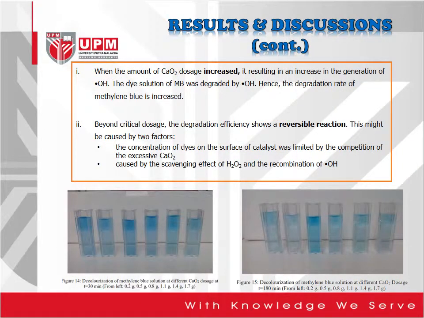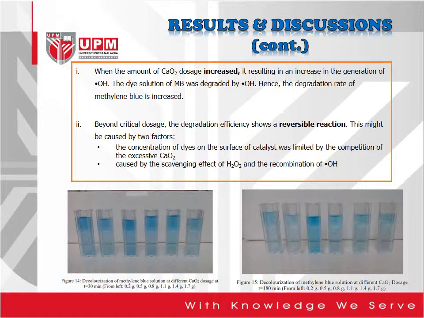When the amount of calcium peroxide dosage increased, it resulted in an increase in the generation of hydroxyl radical. The MB dye solution was degraded by hydroxyl radical. Hence, the degradation rate of methylene blue is increased. However, beyond the critical dosage, the degradation efficiency shows a reverse direction because of two factors.